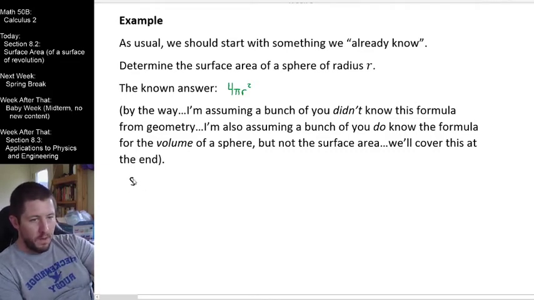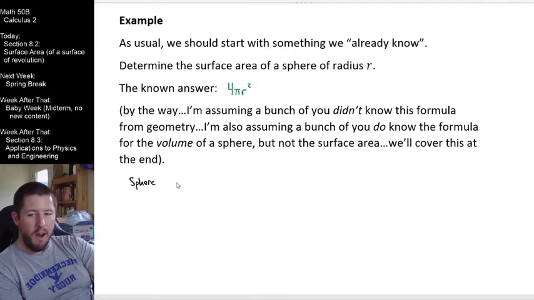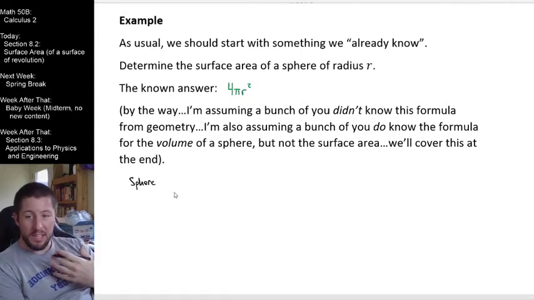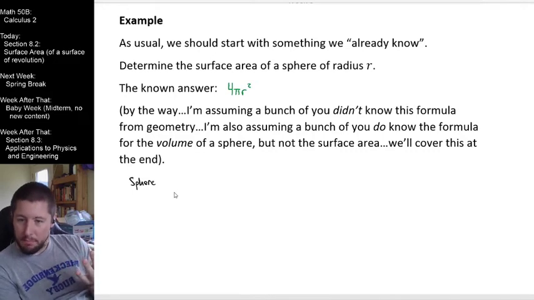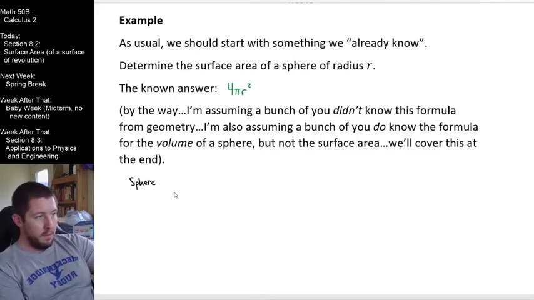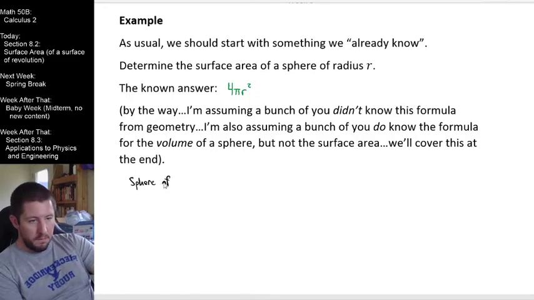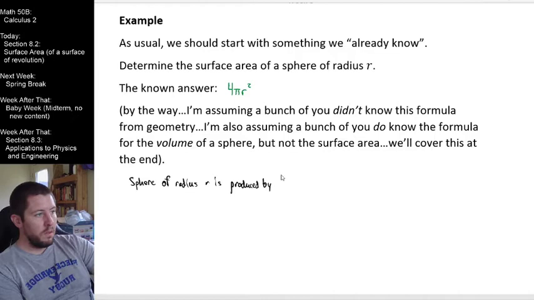All right, so we're looking for a surface area of a sphere, but we need to be able to interpret this as a volume of revolution. So what's the object that we're revolving around an axis to produce a sphere? A pretty easy question right there, I'm hoping. Just a circle, right? So a sphere of radius r is produced by revolving a circle of radius r about the x or y axis.